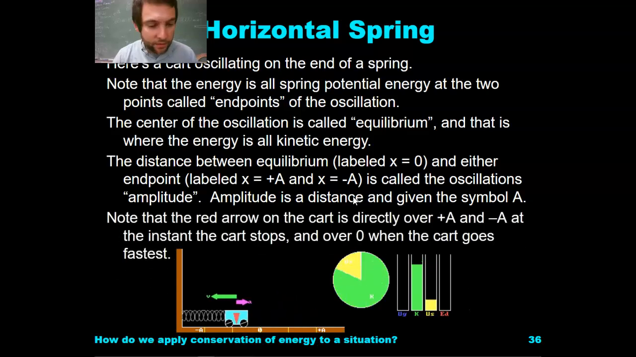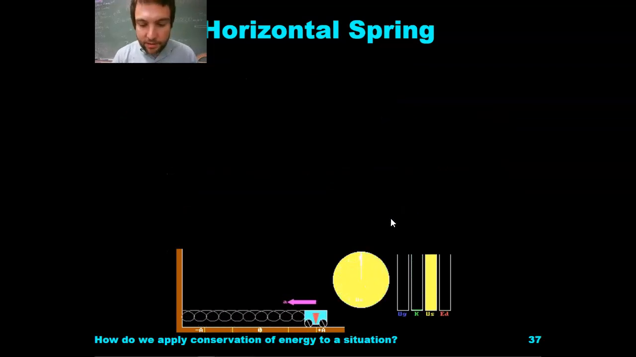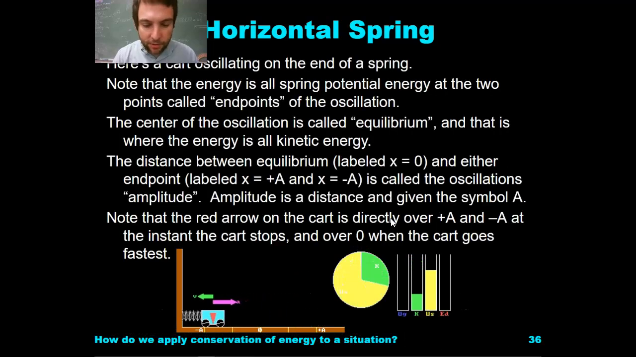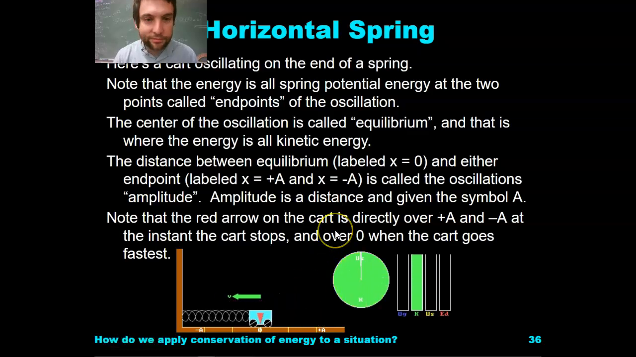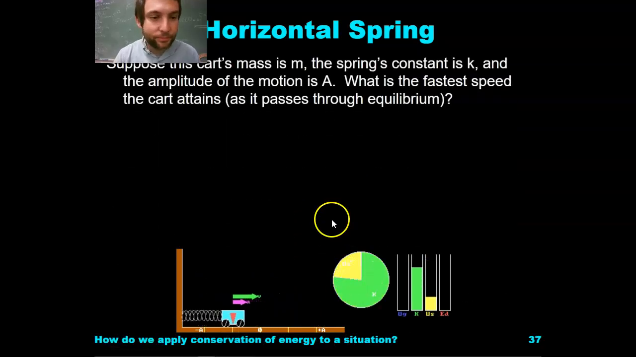Amplitude is a distance given the symbol A. Note the red arrow on the chart is directly over positive A and negative A the instant the cart stops, and over 0 when the cart goes the fastest. I didn't see any red arrows over here, did you? I see this little pink. That's what we're talking about.